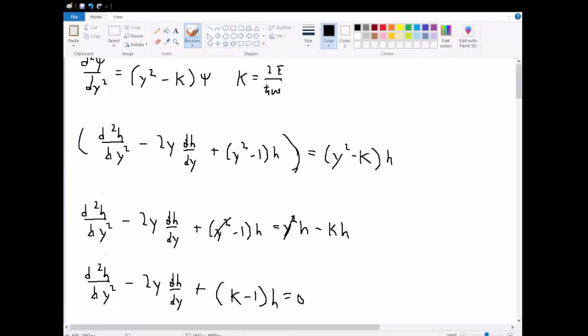So this is our new differential equation, this time in terms of h. Our goal is going to be to solve for h, and then from that point we can use h and plug it into psi to get a formula for psi, and that in turn also indirectly solves for k, and since k is dependent on energy, that also gives us the energy. So that is our new goal, to basically solve for this, and everything else should hopefully fall into place.